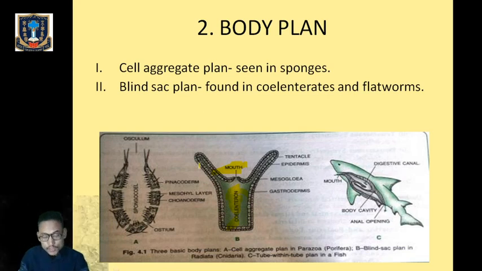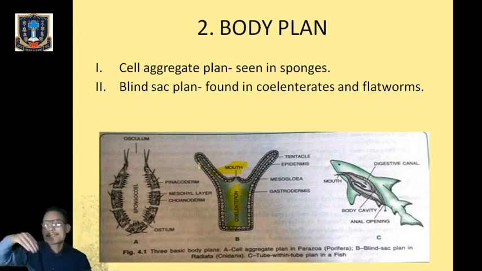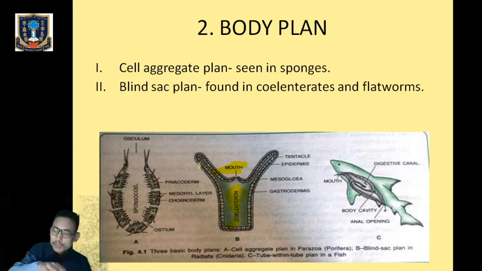So in these animals, the cells exhibit division of labor. That means the cells have been specialized to perform particular functions, and here we can see that the cells form groups to form tissues. They form the additional tissues.